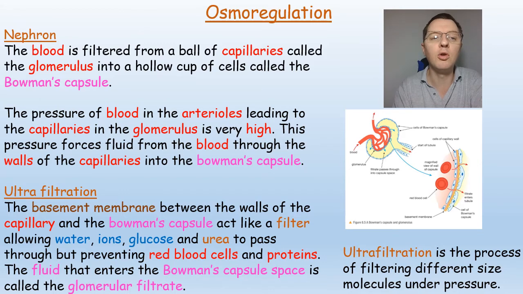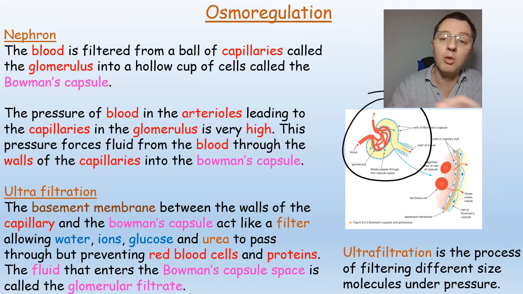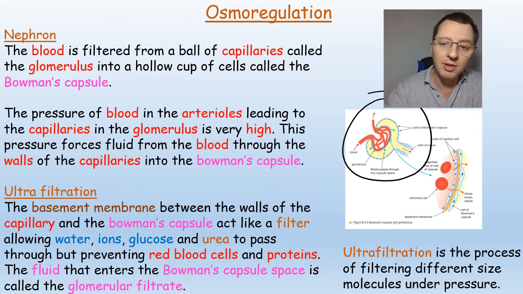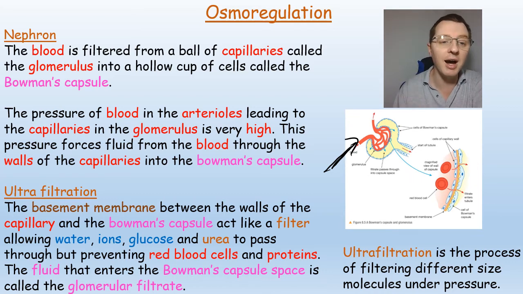So let's take a look at each section of the nephron in more detail, and we're going to begin by looking here at the glomerulus and the Bowman's capsule. So the blood is filtered from a ball of capillaries called the glomerulus into a hollow cup of cells called the Bowman's capsule. The pressure in the blood in the arterioles leading into the glomerulus is very, very high, and this pressure forces fluid from the blood through the walls of the capillary and into the Bowman's capsule.